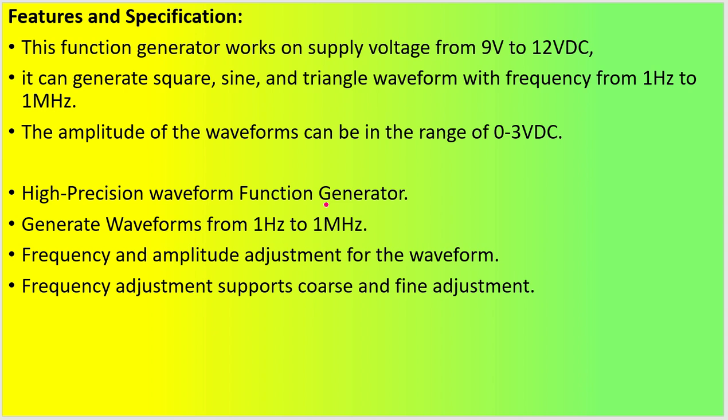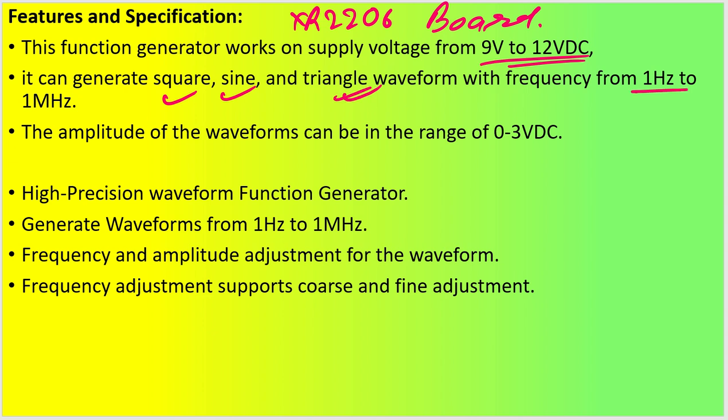Let us get into the features and specification of this particular board, which is the XR2206 development board. As you can see, this function generator can work from 9 volt to 12 volt. Then it can generate your square wave, sinusoidal wave, and triangular wave from 1 hertz to 1 megahertz. The amplitude of the waveform can be in the range of 0 to 3 volt. And it is also called a high precision waveform function generator.